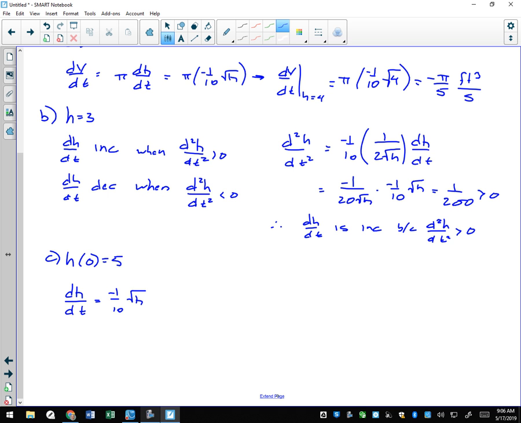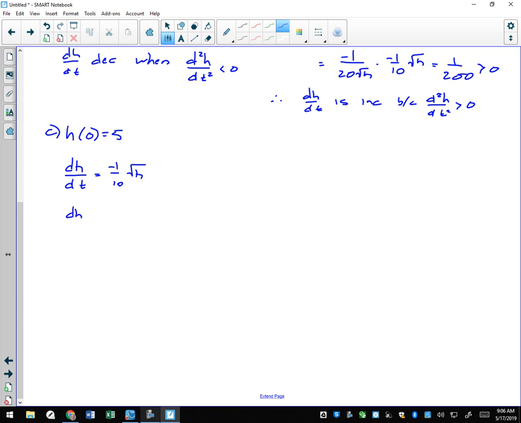I will separate that. And so dh over root h would be negative 1/10 dt. I think I'll go ahead and make this h to the negative 1/2 dh. I'll go ahead and do the antiderivative of this side. That would be negative t over 10 plus c. We'll add 1 and divide. That's going to be 2 square root of h for the antiderivative of that. Make sure I add 1/2 to it. Yep. Is equal to negative t over 10 plus c.